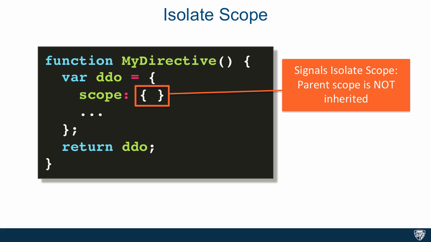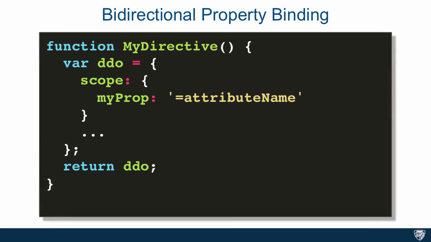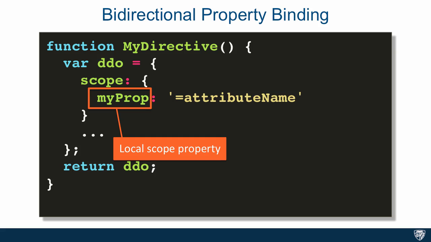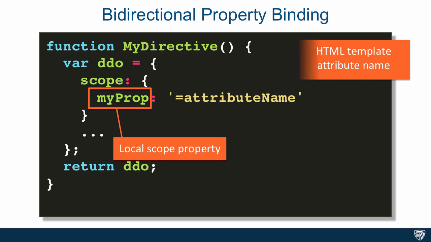But if it's isolated, how do we get the data that we need into our directive? The answer is that we explicitly bind predefined attributes to the isolate scope properties. Here you see the first type of binding we're going to discuss in this lecture. We're specifying a property on the scope object called myProp. That's the name of the property that you're mapping something outside of your directive into. The value of myProp is going to be an equal sign followed by some attribute name. The attribute name is the HTML template attribute name.